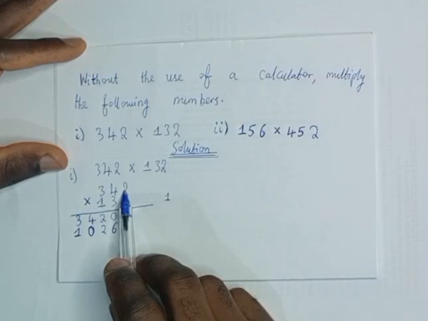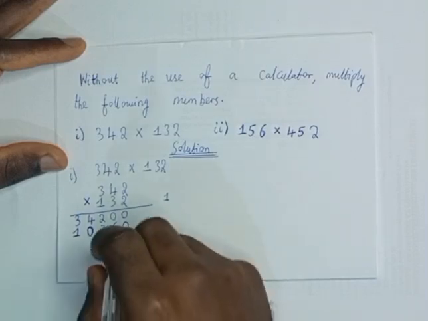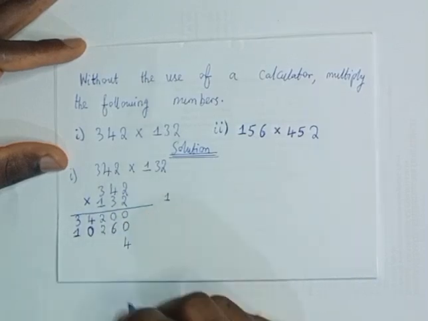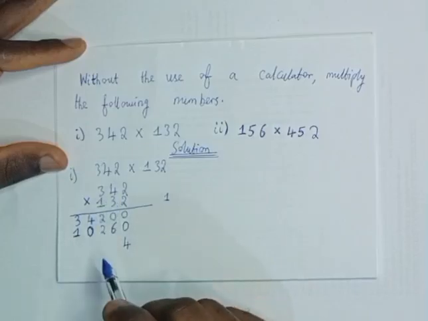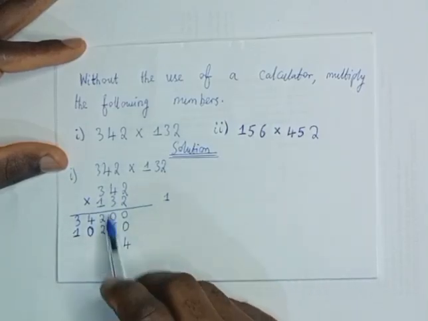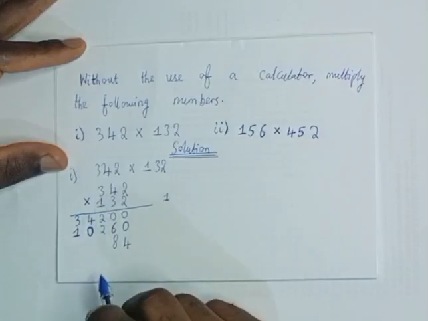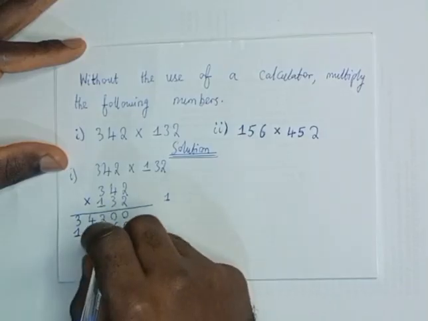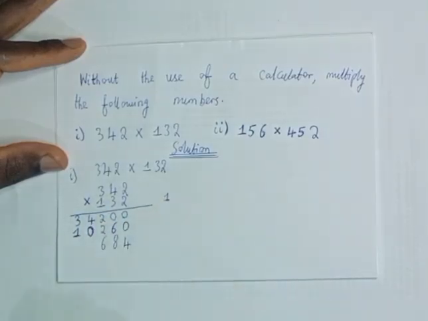2 times 2 gives us 4. We are going to write down the result under units. Write down the 4. 2 times 4 gives us 8. We write down the 8 under tens. 2 times 3 gives us 6. We write down the 6 under hundreds.